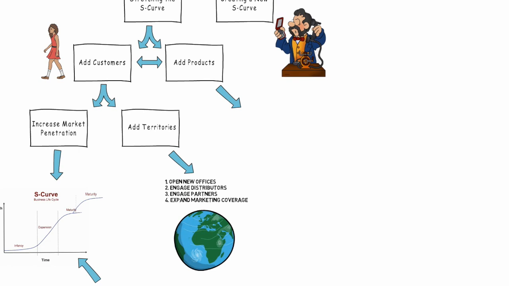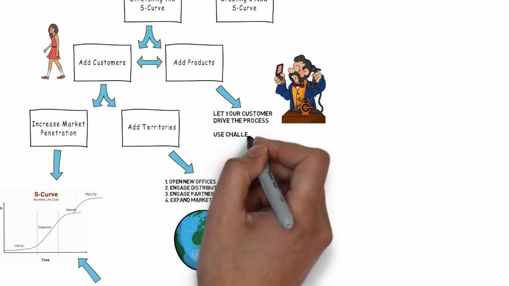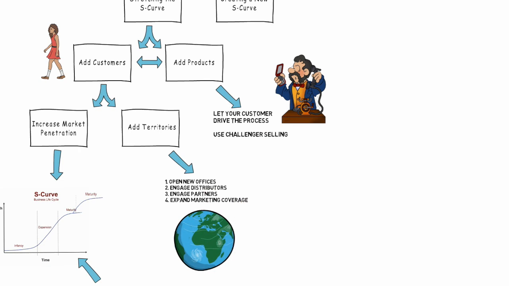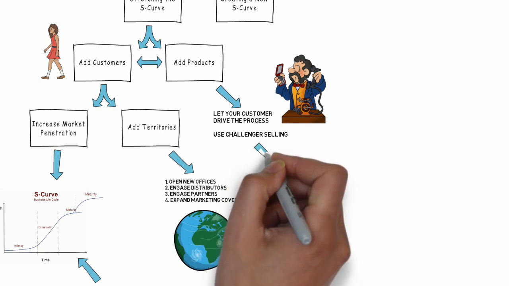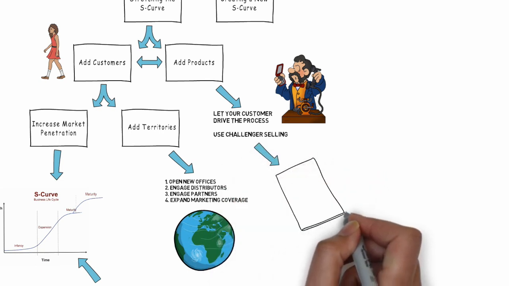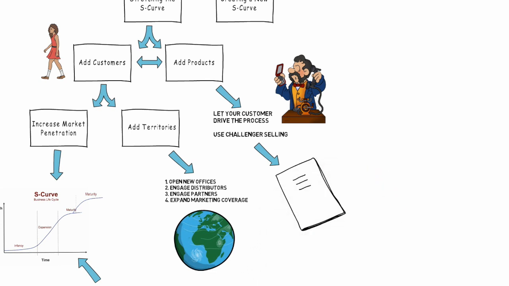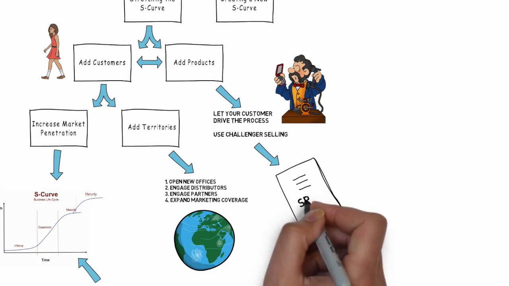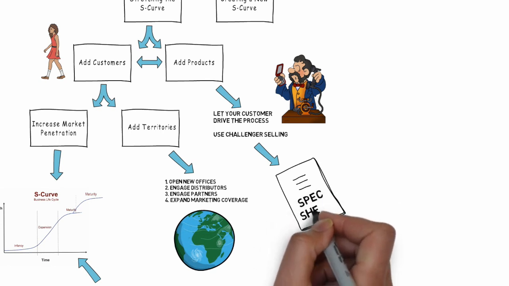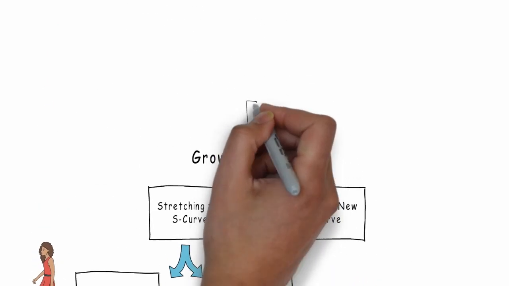To add products, I strongly recommend that you let your customers drive the process by using the challenger sales method described in another module to ensure that innovations are things that they want. Often one can get them to pay for the development, as also described in other modules. Create a spec sheet with a price and attempt to get customers to agree to a conditional purchase commitment based upon your delivery. Do not develop the product before you have sold it.